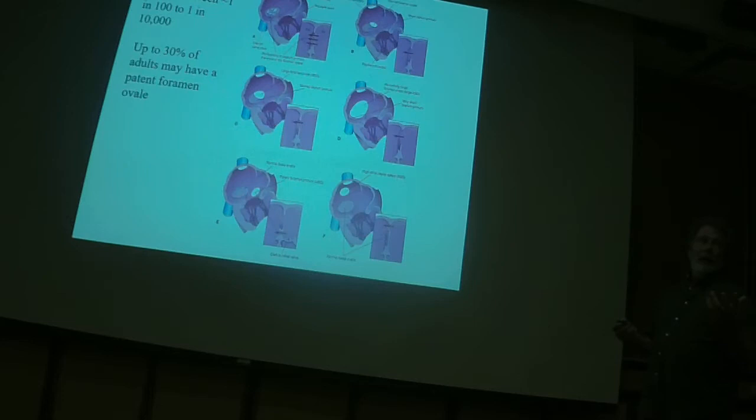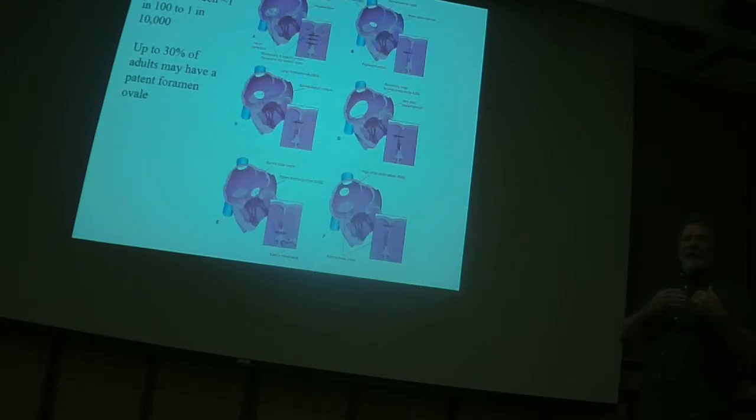So what can go wrong? One is an atrioventricular septal defect, atrial septal defect, or a ventricular septal defect. Atrial septal defects are very, very common, depending on the type, 1 in 100 to 1 in 10,000. Up to 30% of adults may have an atrial septal defect in the form of a patent foraminal valve that you can push a probe through.